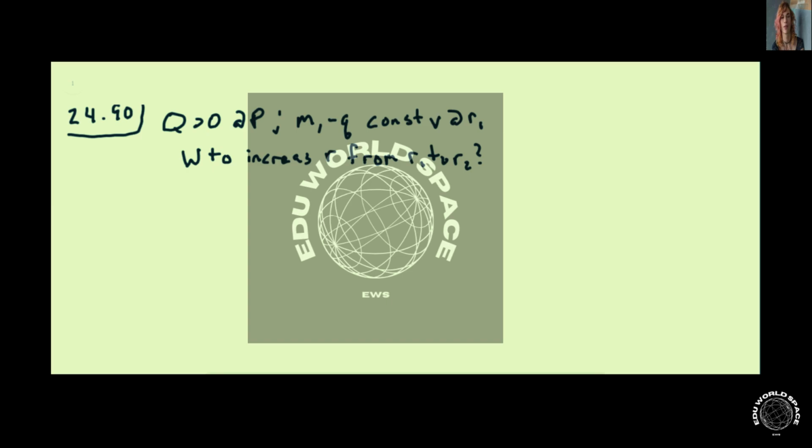24.90. We have some positive charge sitting at a point P, and we have a negative charge of mass M moving in a circle at a constant speed at a radius r1 centered at P. And if we want to increase r1 to some larger r2, what is the work we need to do that?